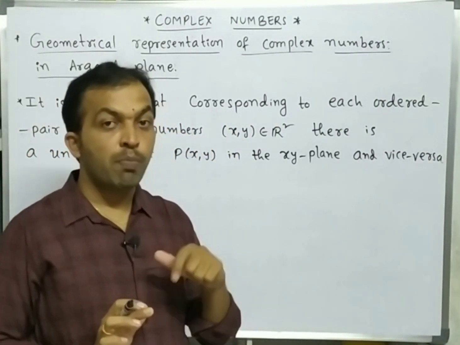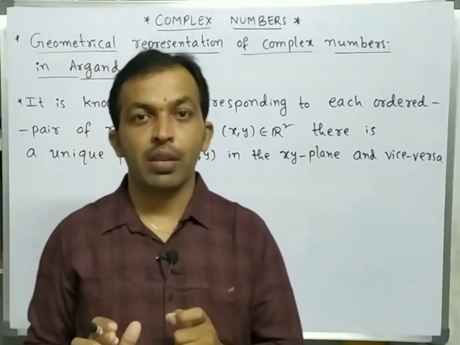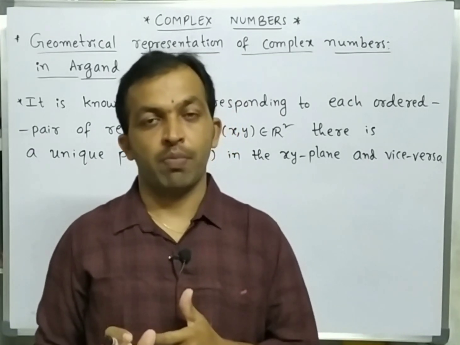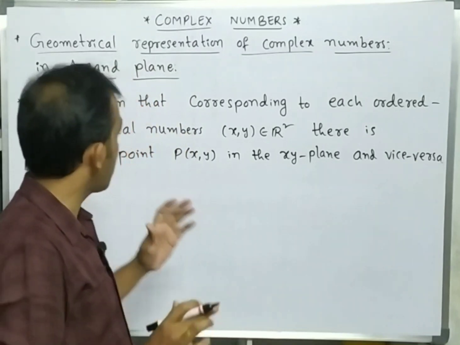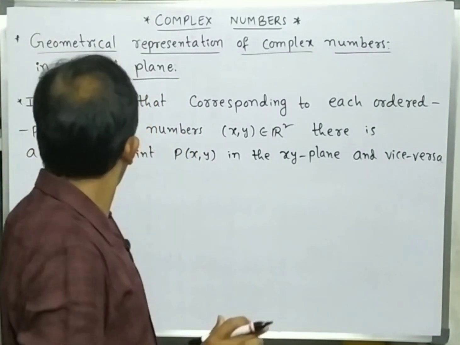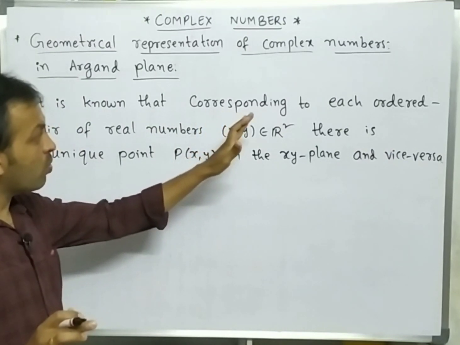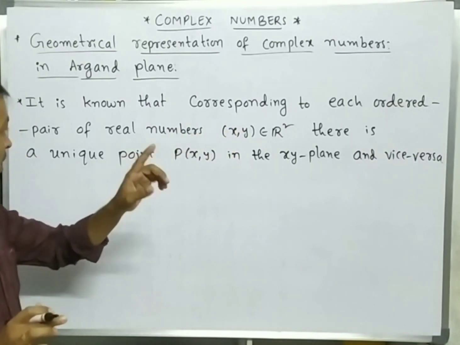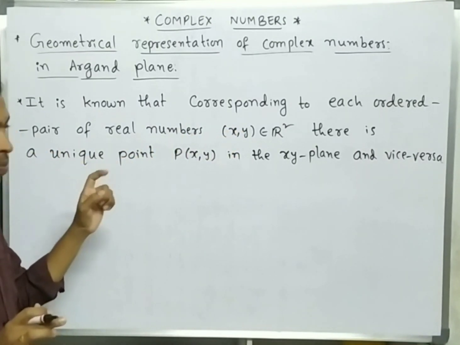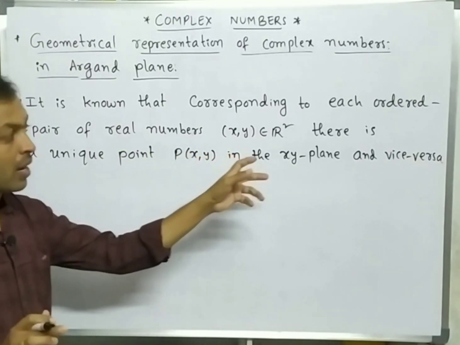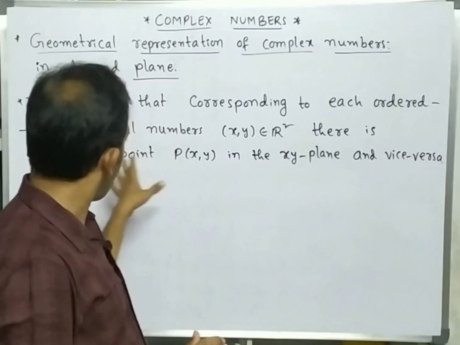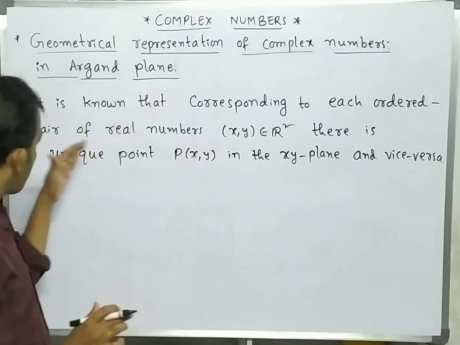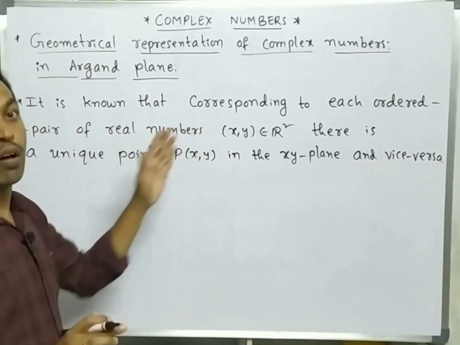Okay, so first, before going to represent complex numbers, we will recall the rectangular coordinate system. In the rectangular coordinate system we have already learned that corresponding to each ordered pair of real numbers (x, y) belonging to R square, there is a unique point, only one point P(x, y) in the xy plane, and vice versa. That means if there is a point P(x, y) in the xy plane, then corresponding to that point there is an ordered pair (x, y) in R square.